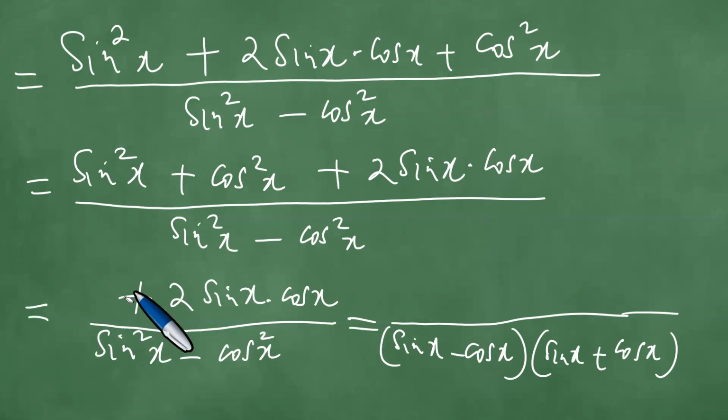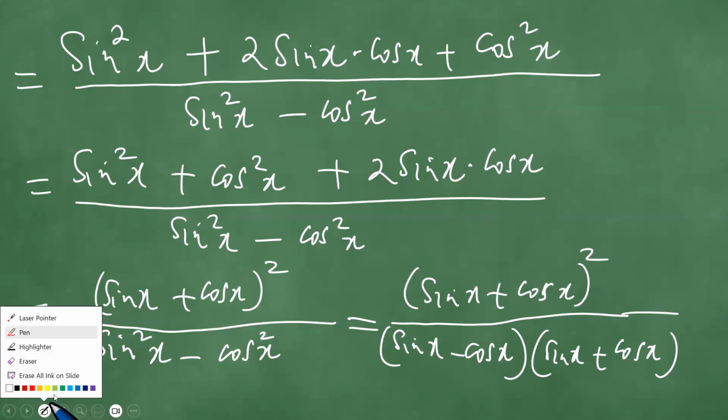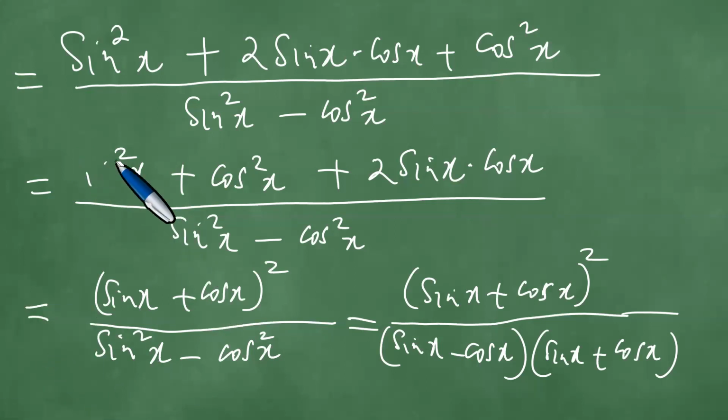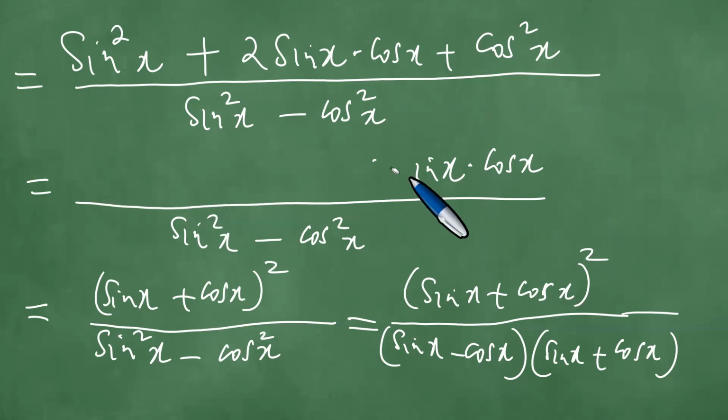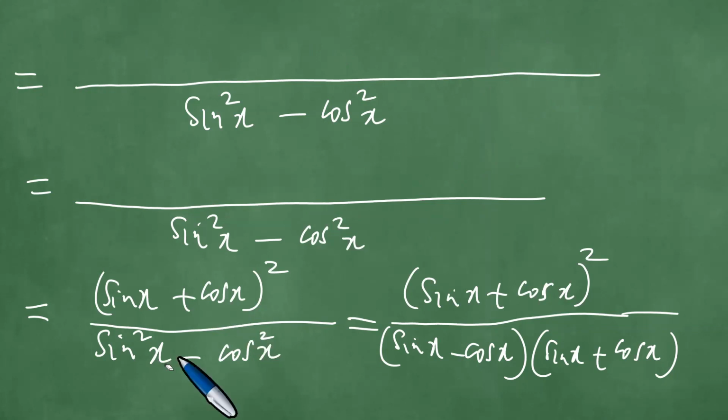So I would like us to make a modification here and realize that this numerator can still be written as sine x plus cosine x squared. So we can leave it this way. Now with this in mind, I would like us to transform this numerator and keep it in terms of the square. It can be expanded, but we can keep it with its square just to make sure that we are brief.